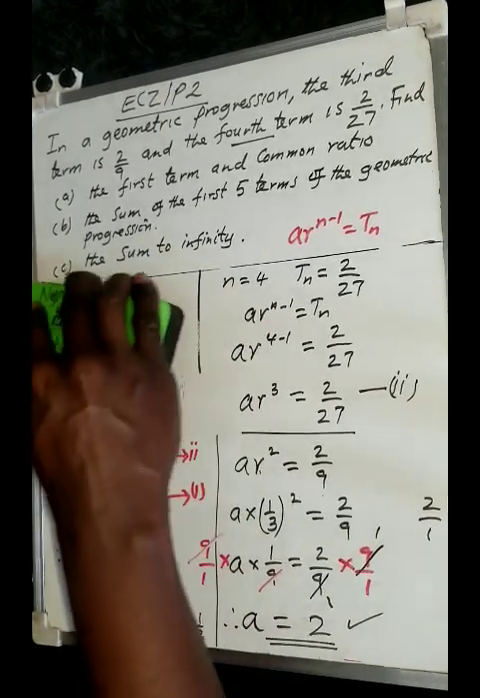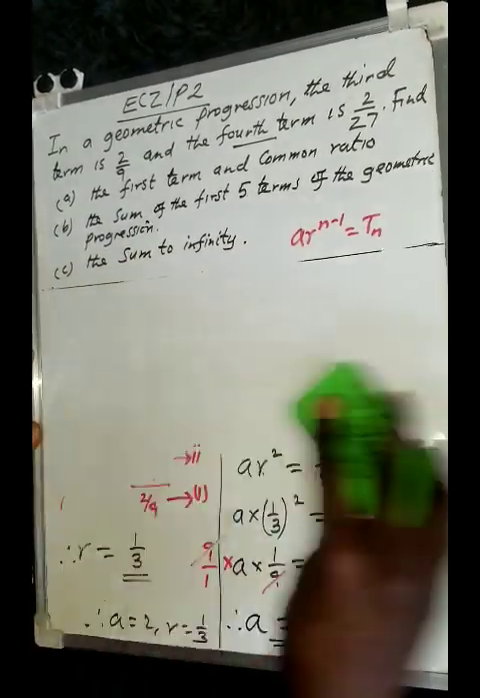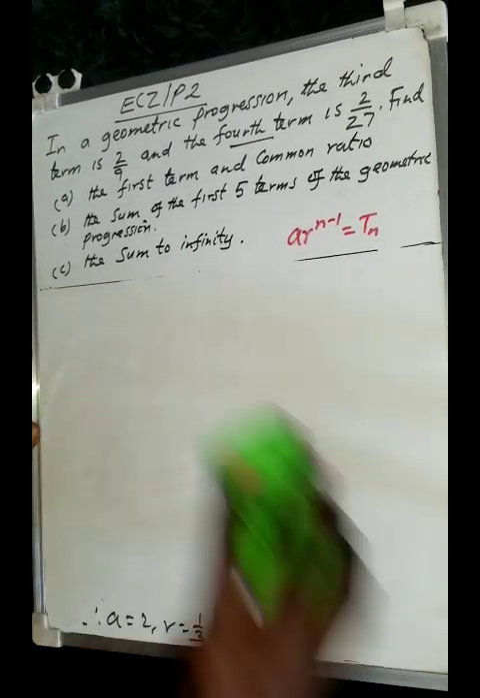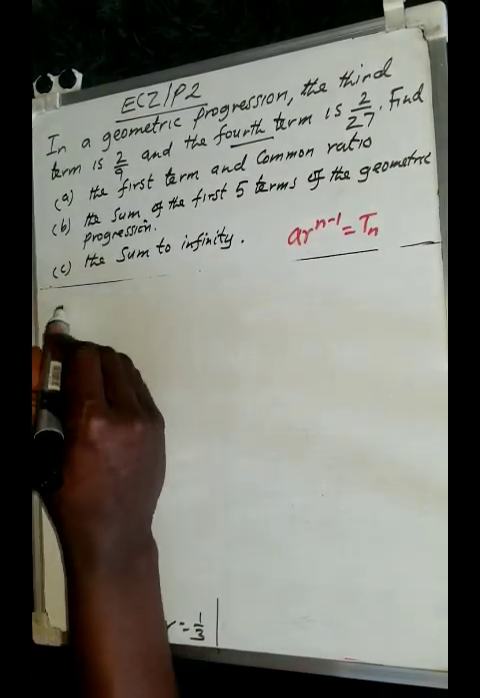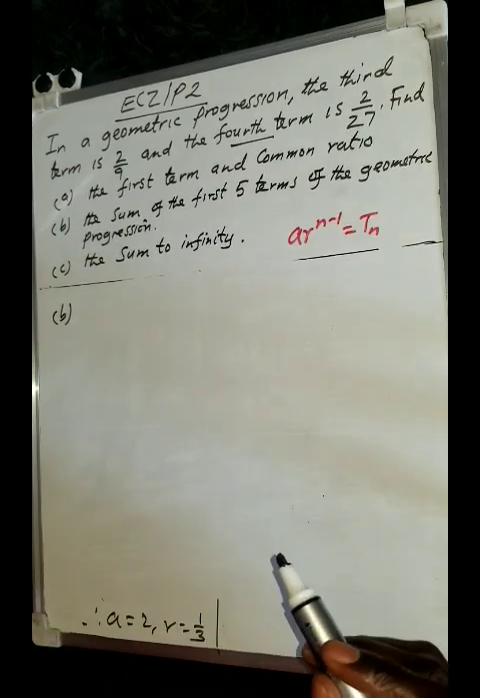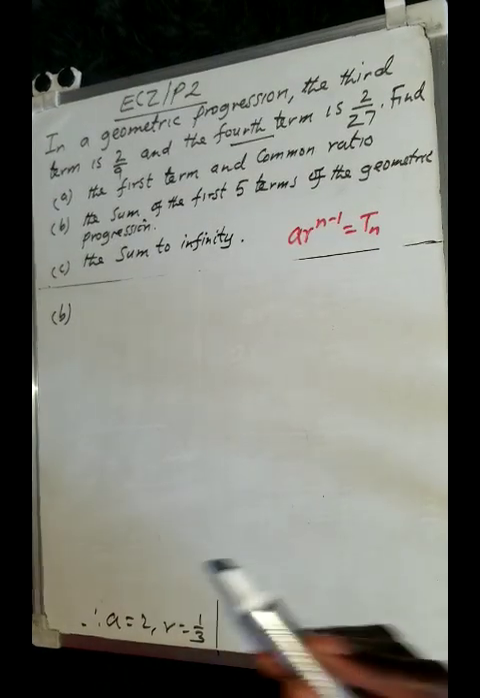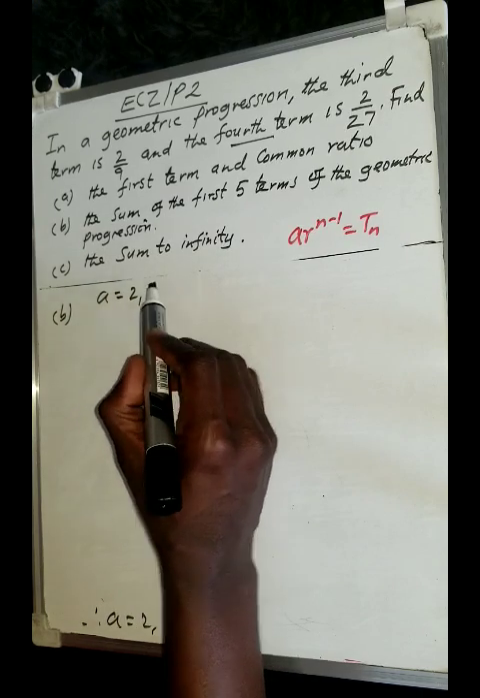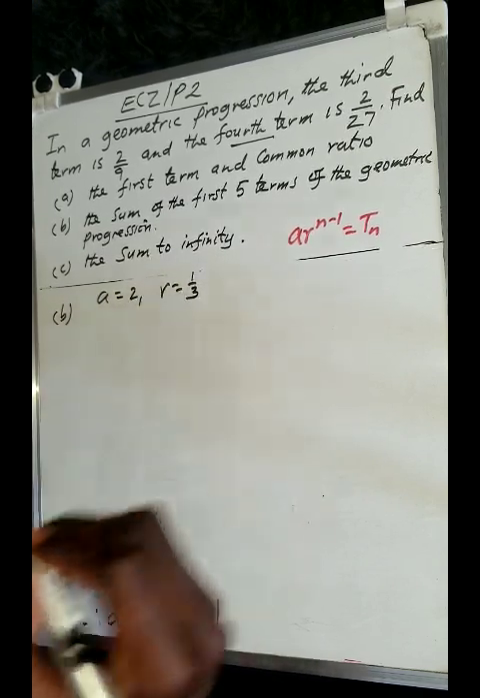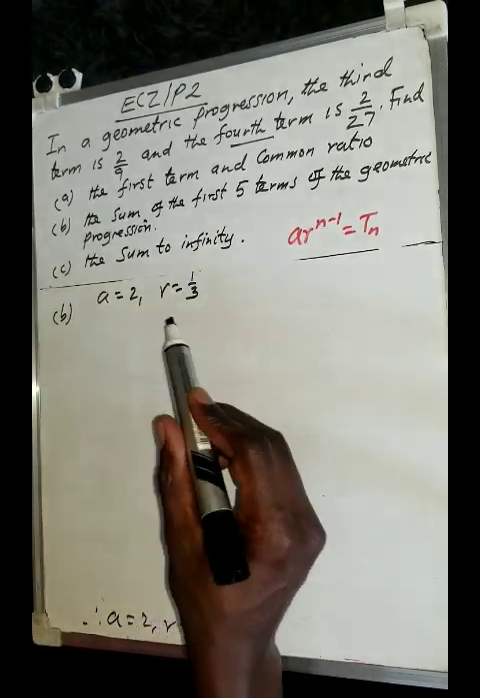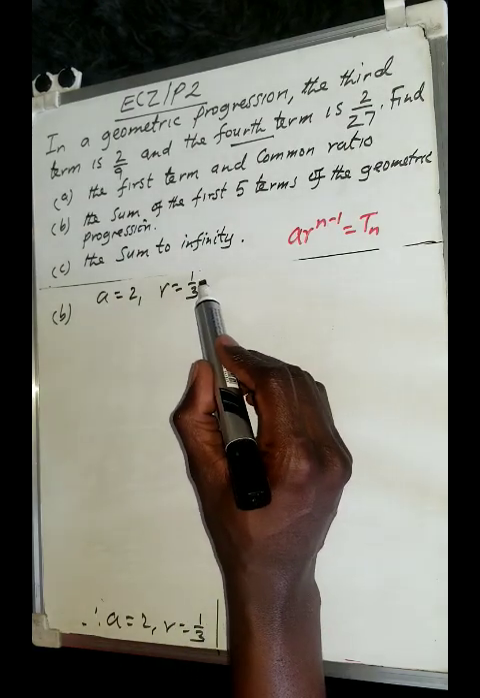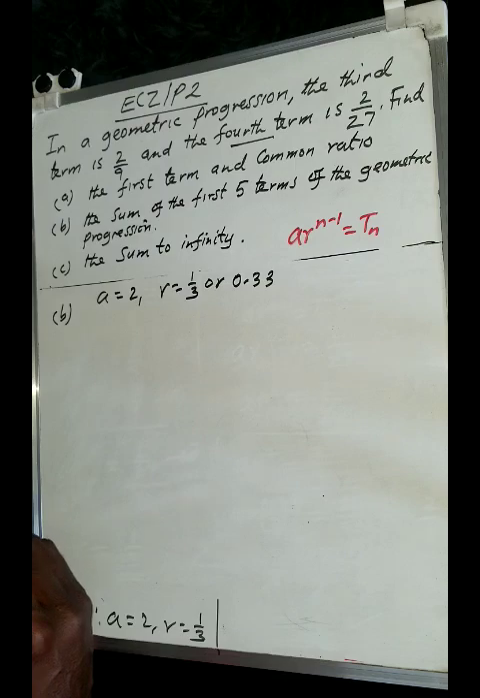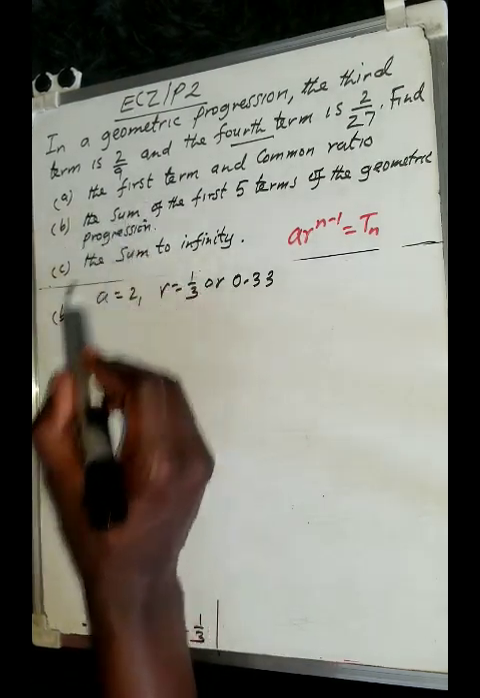With that in mind, let's move on to the B part there, with that concept in mind that we have. The B part says find the sum of the first 5 terms of the geometric progression. So we want to find the sum. Remember, we know the first term is equal to 2. The common ratio, we know it's 1 over 3. Of course, 1 over 3, if you divide it, is the same as 0.333, a recurring number. So how do you find the formula for the sum?